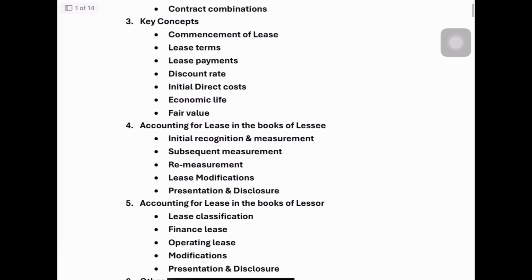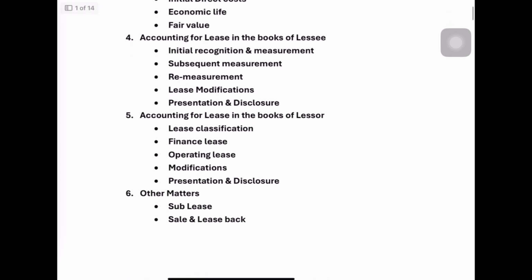Then some of the key lease concepts we can go through. Here we'll see when the lease commences and what are the lease terms, lease payments, discount rate, initial direct cost, economic life, and fair value. So basically in Ind AS 116 we will use the discount rate and fair value to determine the present value of the leases, and then we'll have to capitalize the present value of those leases. So we'll go through in detail how the fair value needs to be computed and how the accounting should be done.